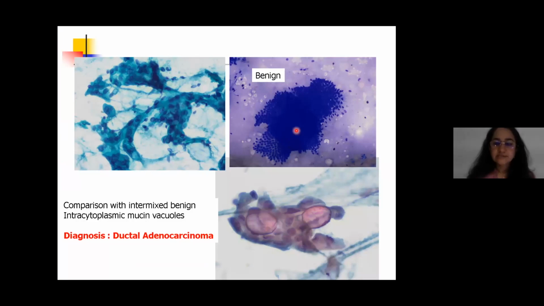If you compare with some of these benign groups that were intermixed, you can clearly see the atypia in this fragment. There is complete loss of the architectural polarity. There's disorientation, nuclei are pleomorphic with nuclear overlapping and nucleoli. At some places, we can also see the intracytoplasmic mucin vacuoles. So this was a case of ductal adenocarcinoma of the pancreas, the usual type.